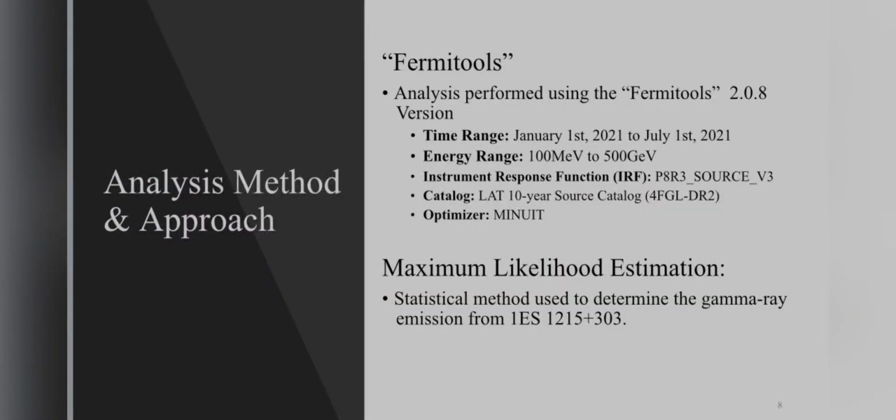I set the energy range to be from 100 MeV to 500 GeV. I used the LAT 10-year source catalog to include any other sources in the field of view, and the method of maximum likelihood estimation to estimate the emission of 1215. All other specifications for this analysis were chosen based on recommendations made by the Fermi Science Support Center for AGN analysis. And for the analysis, I created numerous plots to interpret the results.